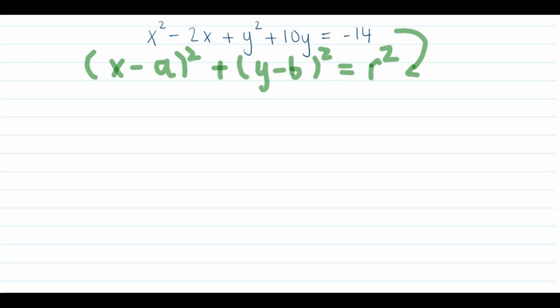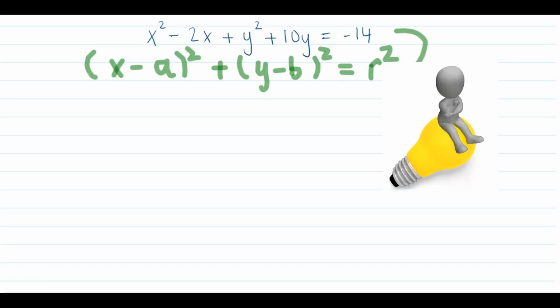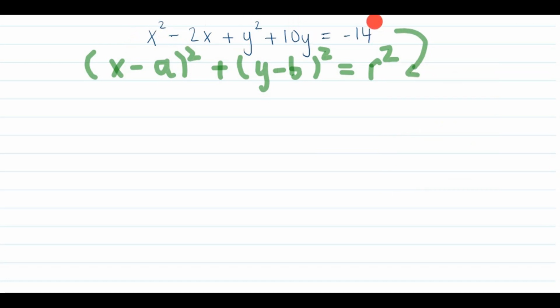If your equation is in this form and you need to get it into the form of x minus a all squared plus y minus b all squared equals r squared, you need to remember that you need to complete the square to get this equation into that form. All right, so let's do that. Let's complete the square and see what happens.